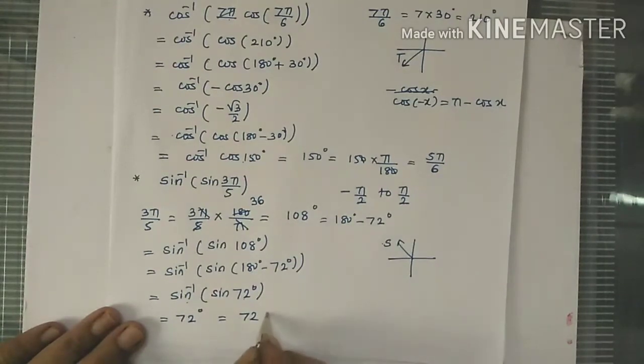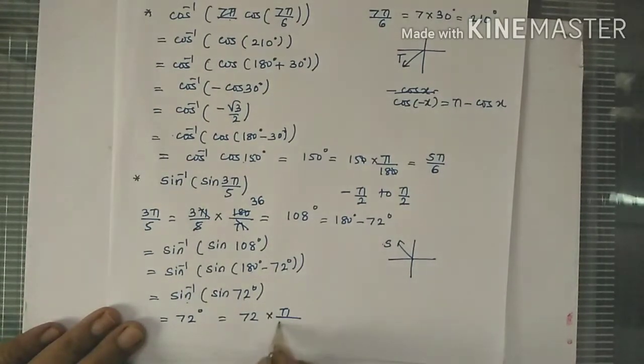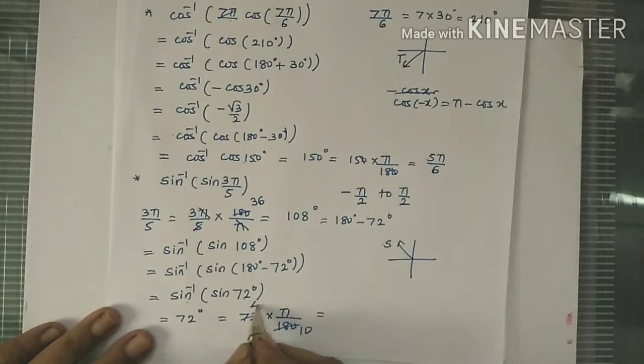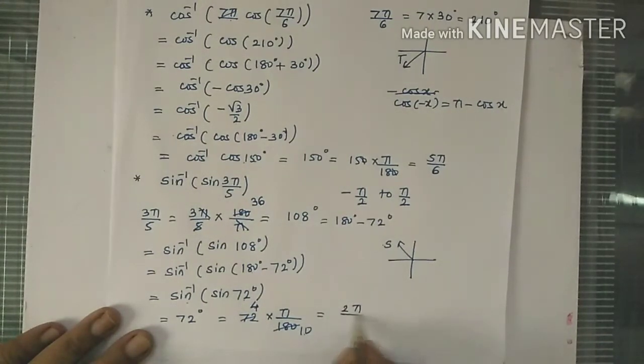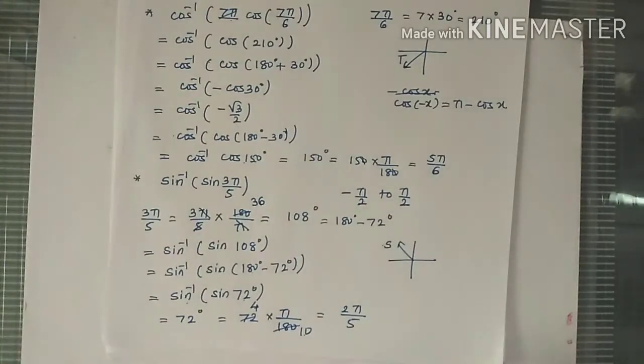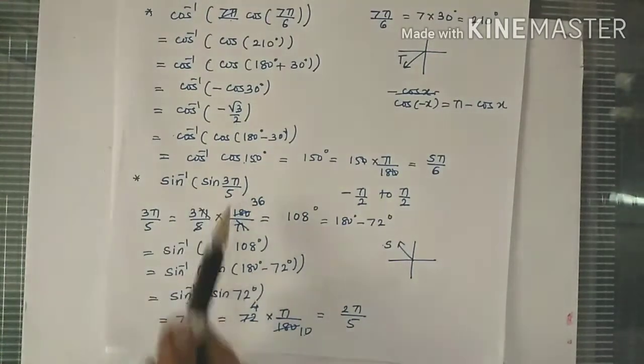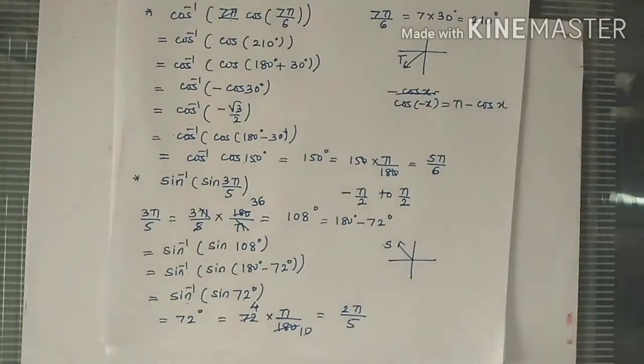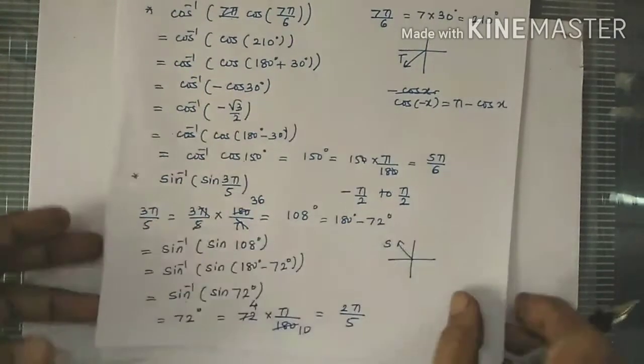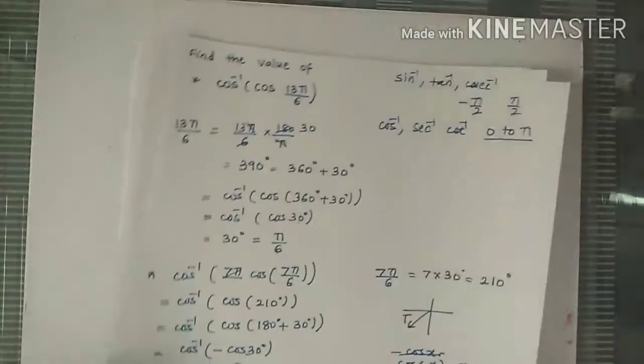To convert it into radian measure, let's multiply by pi by 180 degrees. Dividing by 18, here we get 4 and here 10. And again dividing by 2, we get 2 pi by 5. Therefore, sine inverse of sine of 3 pi by 5 is equal to 2 pi by 5. Okay, so let's solve one more question based on sine inverse. Find the value of sine inverse of sine of 7 pi by 6.